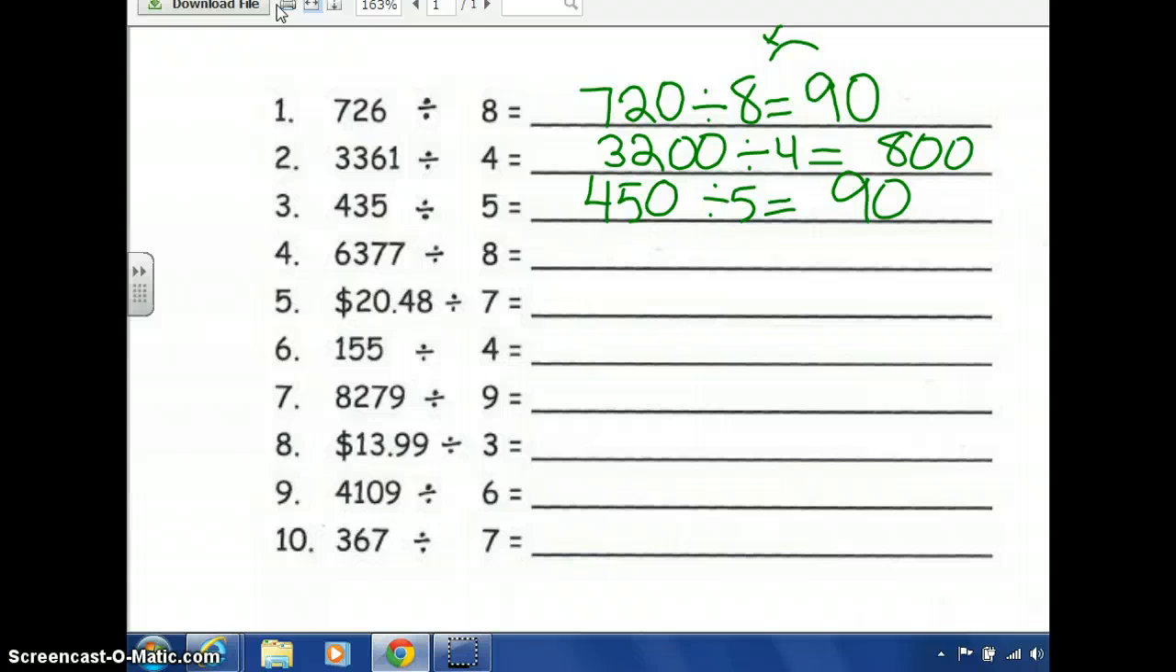Sarah says, there's 8 times nothing gives you 60. You're just rounding. We're not rounding. We're trying to find a compatible number. It has to be a multiple of 8. So when I count by 8s, I have to hit it. What do you think?